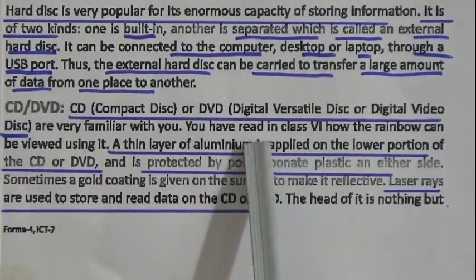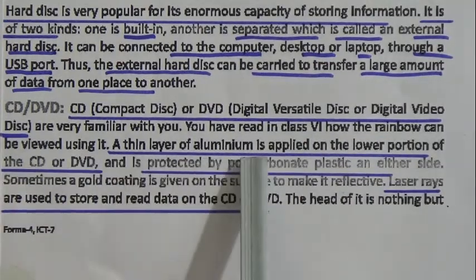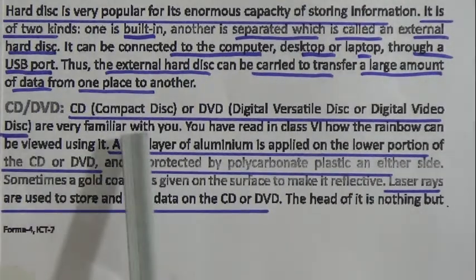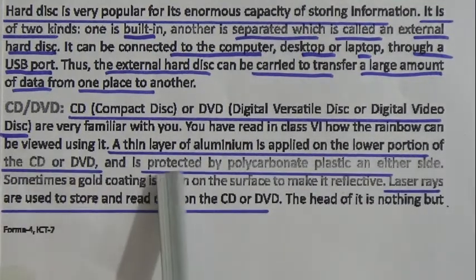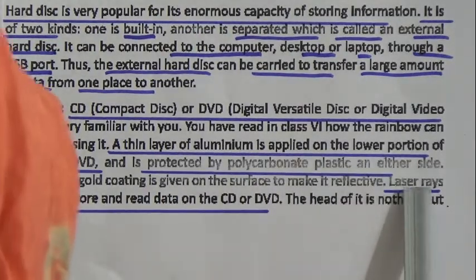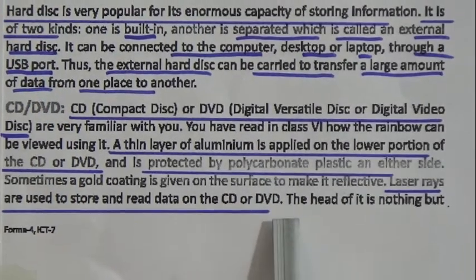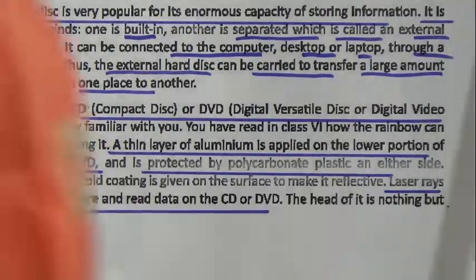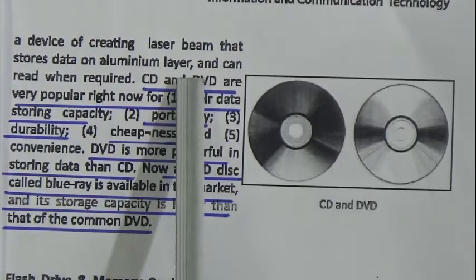You have read in class 5 how the rainbow can be viewed using it. A thin layer of aluminium is applied on the lower portion of the CD or DVD, and it is protected by polycarbonate plastic. Either side is used to store and read data on the CD or DVD.